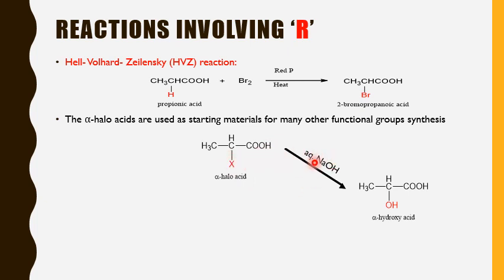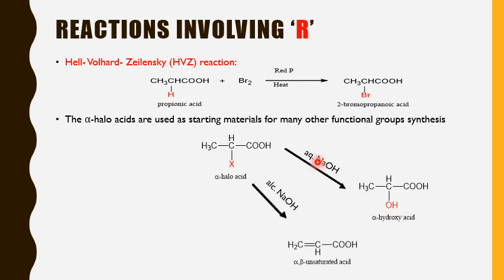And this alpha halo acid, upon treatment with aqueous NaOH. What is aqueous NaOH? That means sodium hydroxide is added with water, only water and sodium hydroxide are present. Aqua means water. So with aqueous NaOH, this halogen will be replaced with a hydroxy group, OH group. Hence you will get alpha hydroxy acid. Instead of alpha halo, you have got alpha hydroxy. So it is basically a substitution reaction. Just by simple nucleophilic substitution, you are getting another functional group.